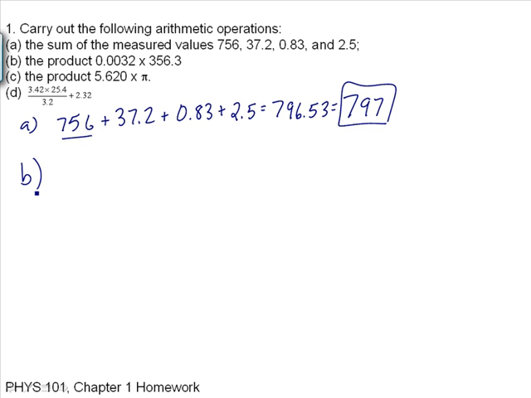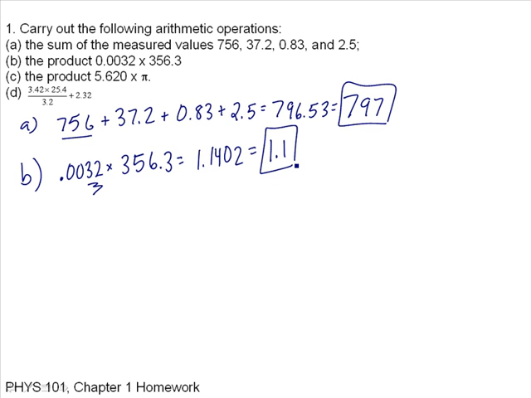Part B, the product 0.0032 times 356.3. If I calculate this, I get 1.1402. But when I multiply numbers, I keep the lowest number of significant figures. This number only has two significant figures, so the answer is 1.1.